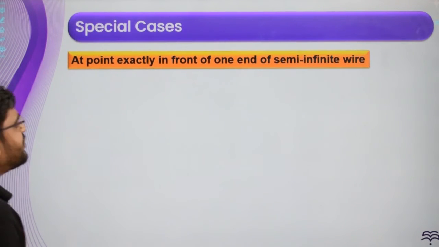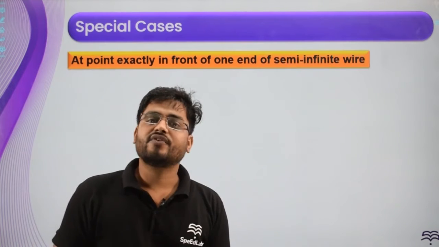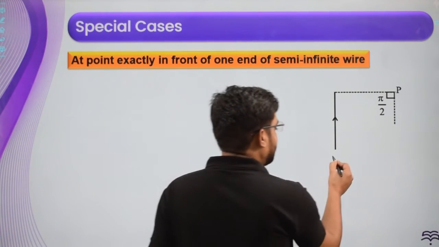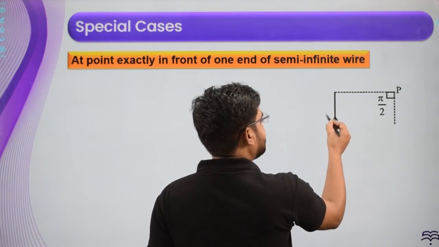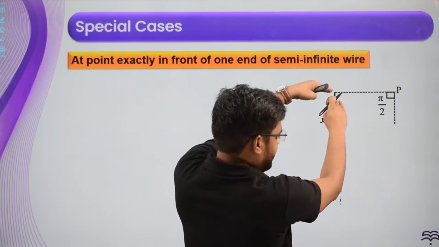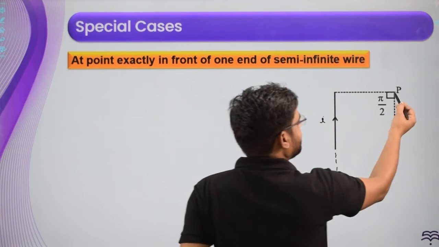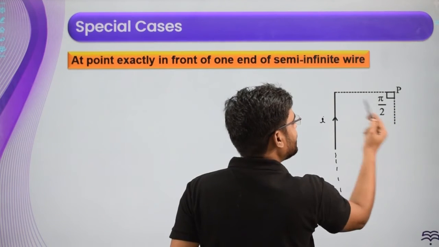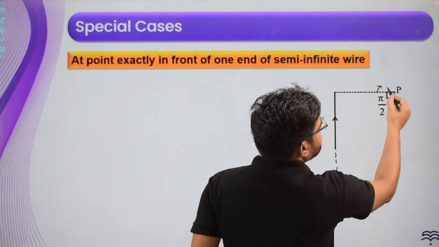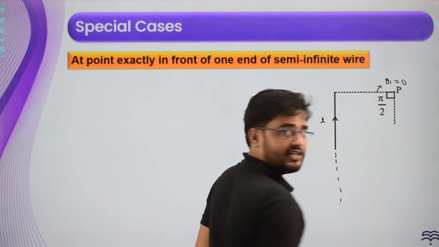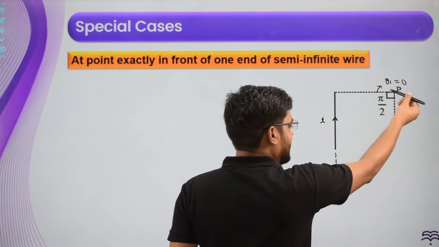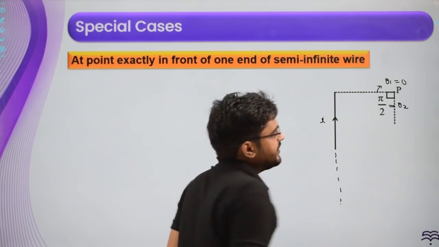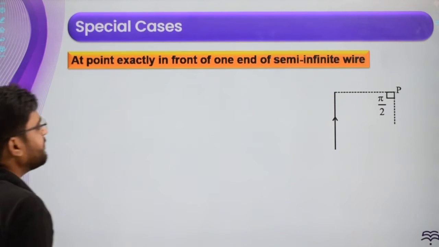The next case is at a point exactly in front of one end of a semi-infinite wire. So here we have a semi-infinite wire. The wire is infinitely long this way, and it is carrying current I. Now I am taking the magnetic field at point P. I'll join this point to both the ends. One end is here only, so my theta 1 is nothing but 0. What about theta 2? You join this point to the other end, and the other end is infinite, so this line will go almost like this. So theta 2 is nothing but pi by 2. So just put theta 1 as 0 and theta 2 as pi by 2 in our formula.